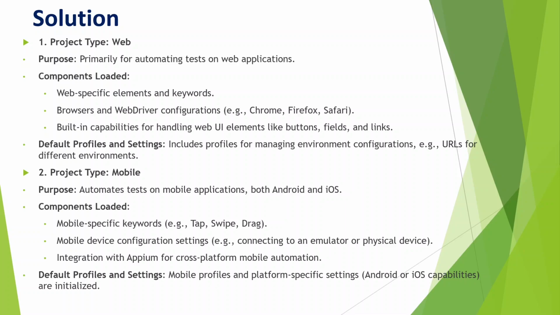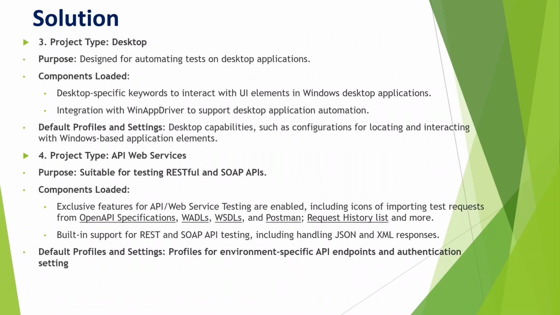And the second project type is mobile. The purpose of this project type is to automate tests on mobile applications, both Android and iOS. Whenever you select this project type, the components loaded are mobile specific keywords such as tap, swipe, and drag. Mobile device configuration settings are also available for connecting to an emulator or physical device. And integration with Appium for cross-platform mobile automation is also available in this type of project. And of course, you will have default profiles and settings where you will be managing the platform specific settings and mobile profiles.